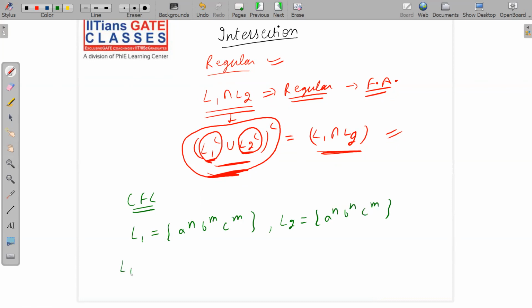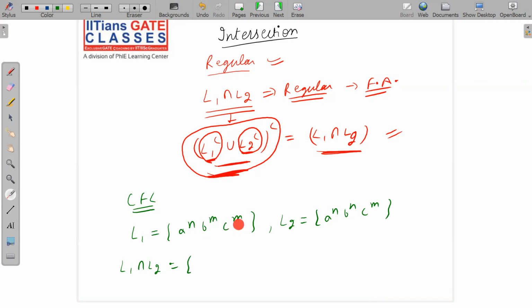What do you think L1 intersection L2 will be? The common part between these two. Very simple. Just try to notice: here we are saying that B and C are equal, and I am not concerned with A. Here I am saying A and B are equal, and I am not concerned with C. So what will be the intersection? The common part, where A, B and C must all be equal.